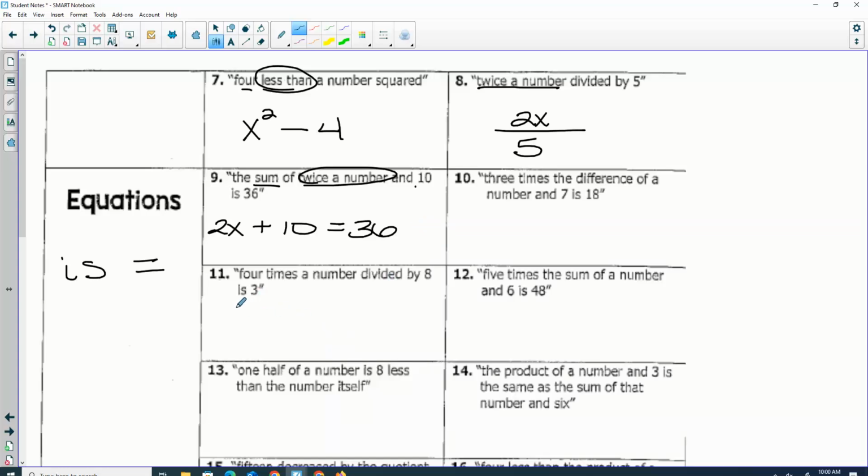Okay, I'm going to do 13 next. 4 times a number, so that would be a 4x, divided by, so you can use the divided by symbol or write it as a fraction, divided by 8, is means equals 3.